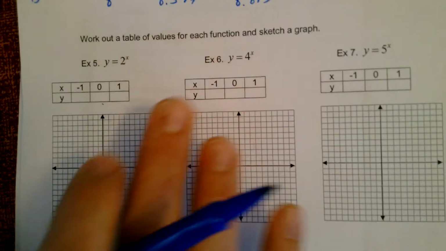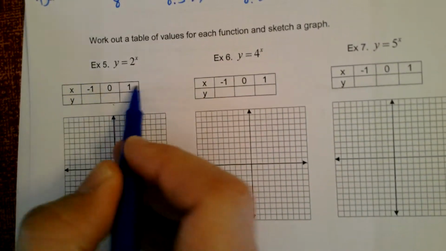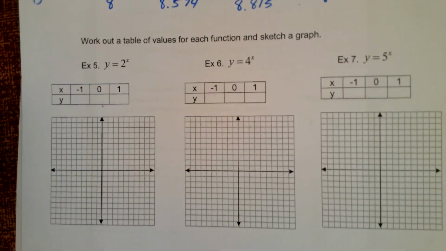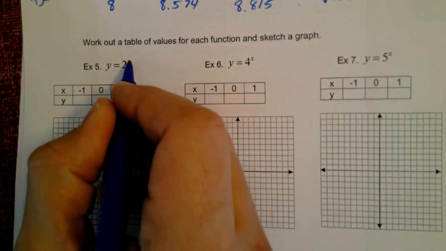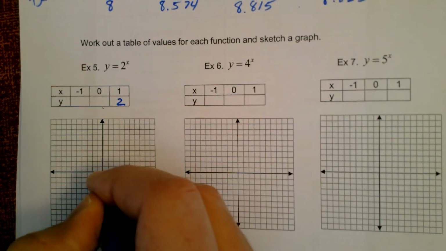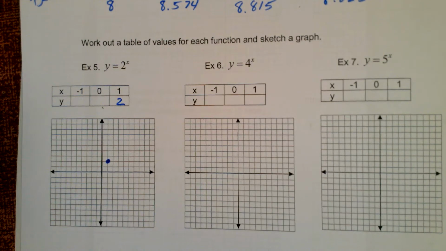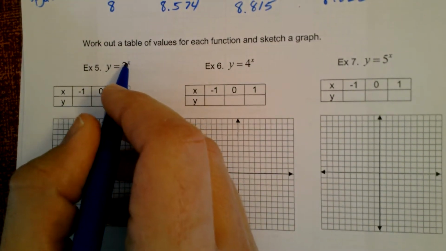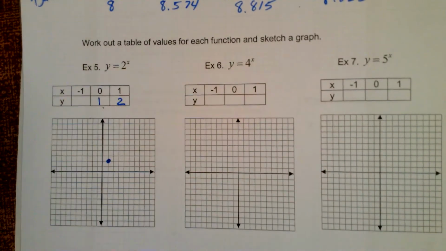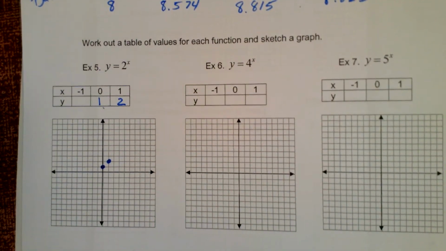I have 3 graphs, and I'm going to plug in these 3 numbers to help give us a visual of what this graph looks like. The first thing is I'm going to plug in 1. So 2 to the 1st is 2. So we get the coordinate point (1, 2). We got that point right there. I'm going to plug in 0, and 2 to the 0 power, anything raised to the 0 power, is 1. So we get (0, 1) right on the y-axis.